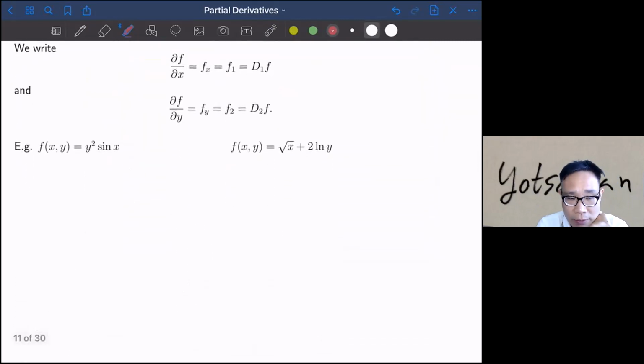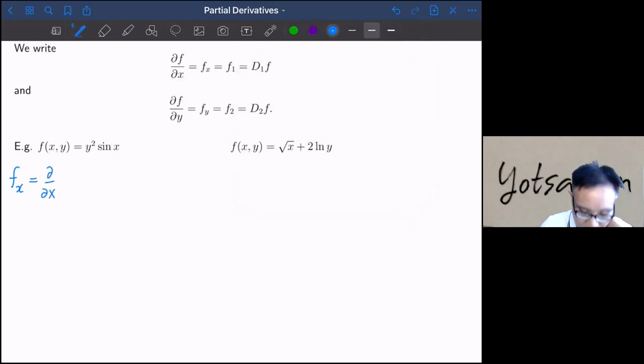In the next example, you have f(x,y) equal to y squared sine x, and you want to find the partial derivative with respect to x and with respect to y. I'm going to teach you step by step here. You want to find fx. Fx means you find the derivative d/dx, with respect to x, of y squared sine x.